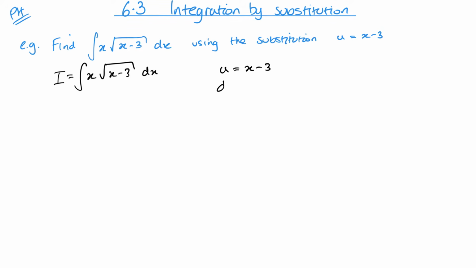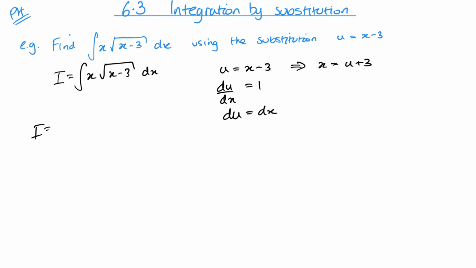and we always need to differentiate this because we're going to need to replace this dx. So dx by du, in this case, is just going to be 1. So du equals dx. Nice and easy. And then from this, I am going to have to replace this x. So I want to rearrange. So this is going to be x equals u plus 3. Now I have everything I need to substitute in.